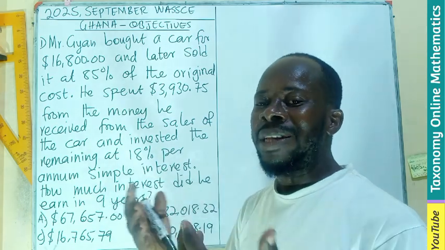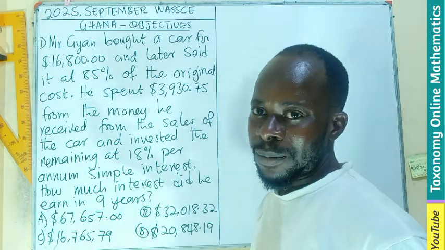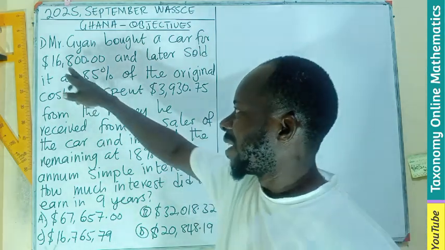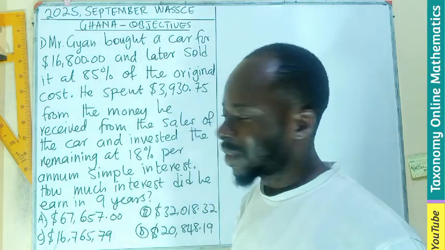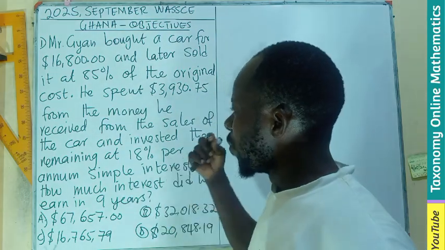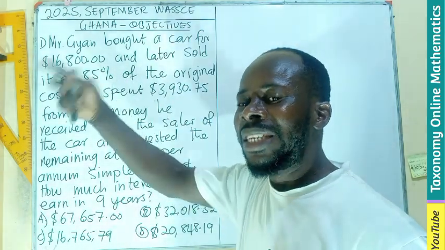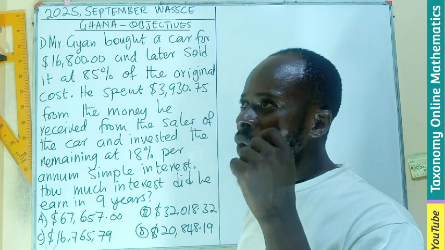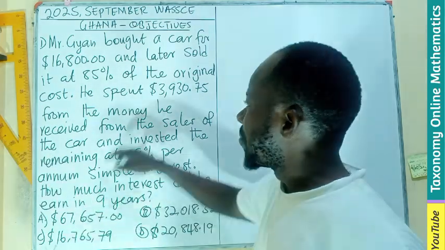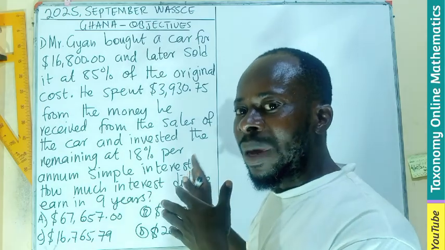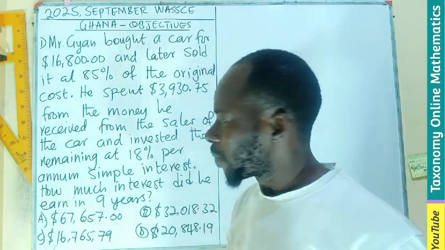Then we need to know what the principal is, what amount he invested, because obviously you don't invest the 16,000, which is the cost price of the car. Then we also know that he didn't invest what he spent out of selling the car. So we need to know the selling price of the car and the remaining amount after the 3,000 has been spent. That will give us the principal, right?